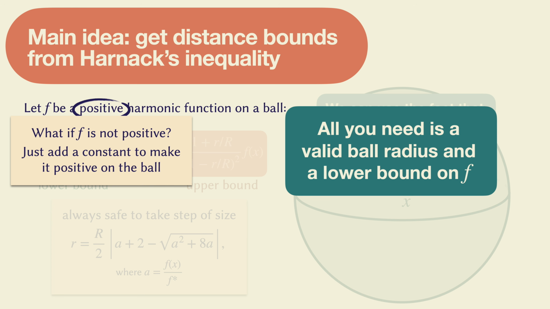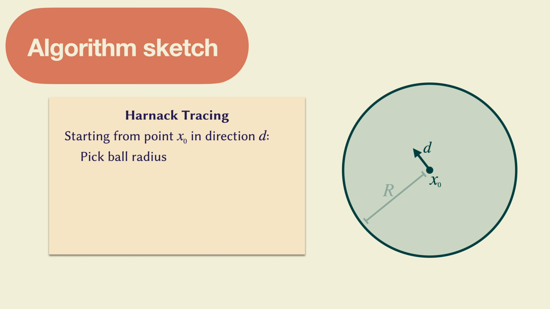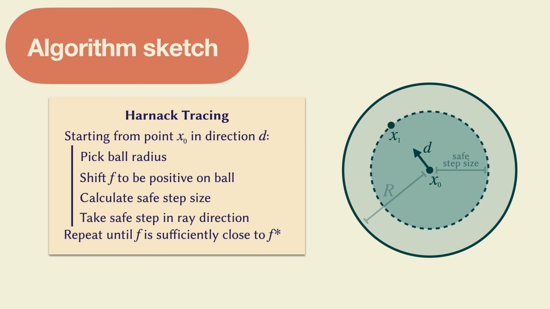So in order to find these safe step sizes, all you need is a valid ball radius and lower bound on your function. And once we have these safe steps, our resulting Harnack tracing algorithm is pretty similar to sphere tracing. Starting from a point x0 and walking in a direction d, we start by picking a ball radius on which f is non-singular, shift f to be positive on that ball, and calculate a safe step size using the formula from the last slide. Then we take a safe step in the ray direction, and now we just repeat until our function value gets close enough to the target level set value.